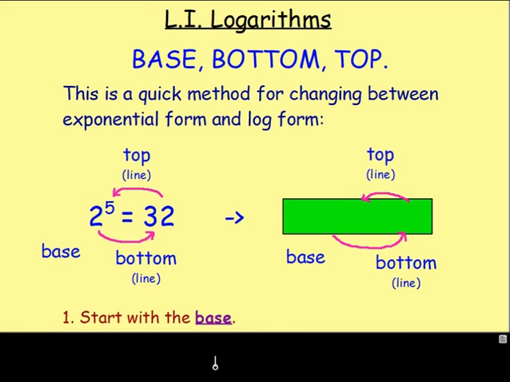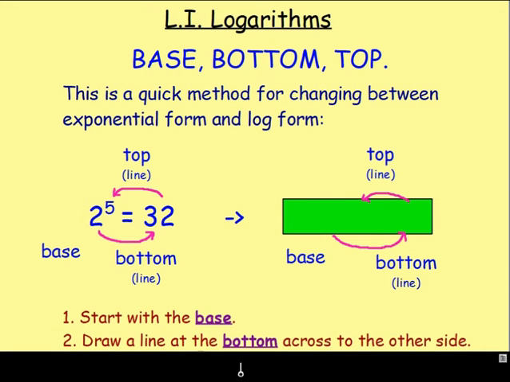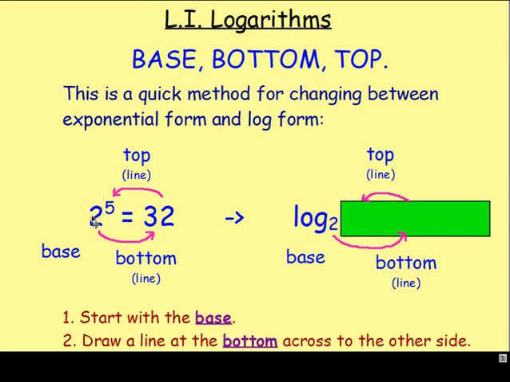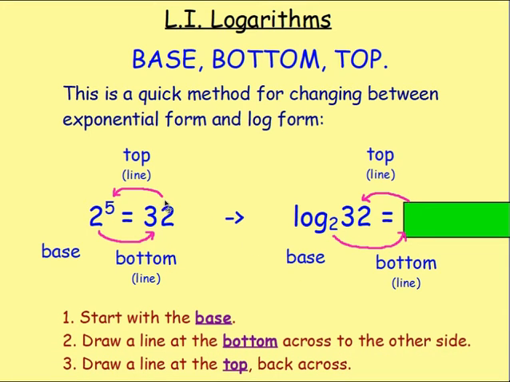What we then do is we draw a line across to the other side, just at the bottom. So we're starting with our base of 2, and because this is exponential form, if we write it in log form, we're going to have log base 2. Draw a line from that base across to the other side, across the equal sign, and we've got 32. So we're going to have log base 2 of 32. And what's that going to equal? After that, draw a line back across at the top. We've got our base, a line at the bottom, then a line at the top, and the only number remaining is 5. So that will equal 5.